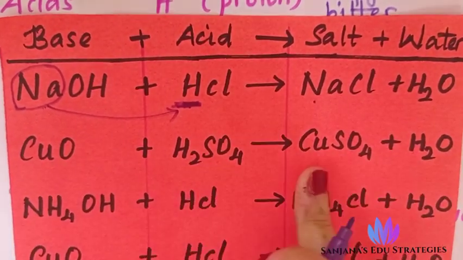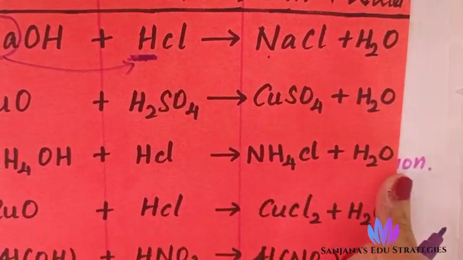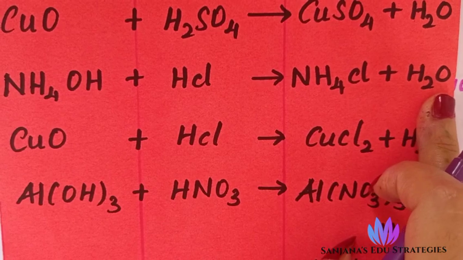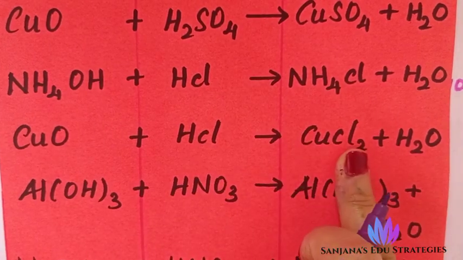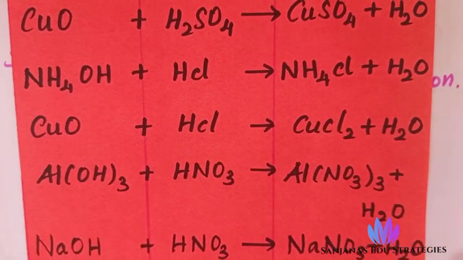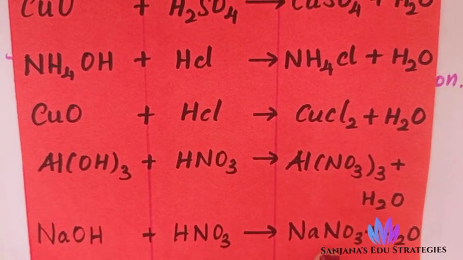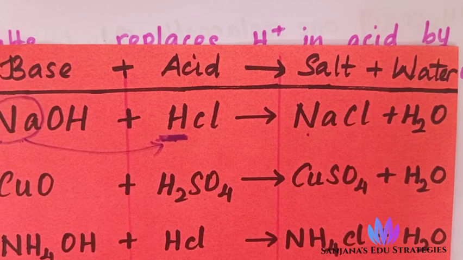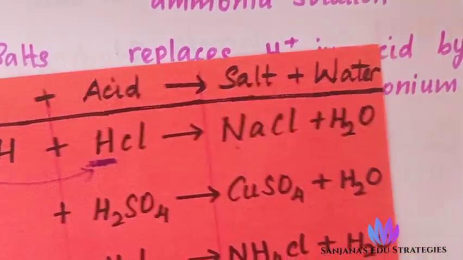CuO plus H2SO4 gives CuSO4 plus H2O. NH4OH plus HCl gives NH4Cl plus H2O. Ammonium hydroxide combines with HCl and gives ammonium chloride plus water. Then CuO, copper oxide, plus HCl, hydrochloric acid, gives copper chloride plus H2O. Aluminium hydroxide plus nitric acid gives aluminium nitrate plus water. Then sodium hydroxide plus nitric acid gives sodium nitrate plus water. These are some examples of the base plus acid reaction, that is the neutralization reaction, which forms salt and water.